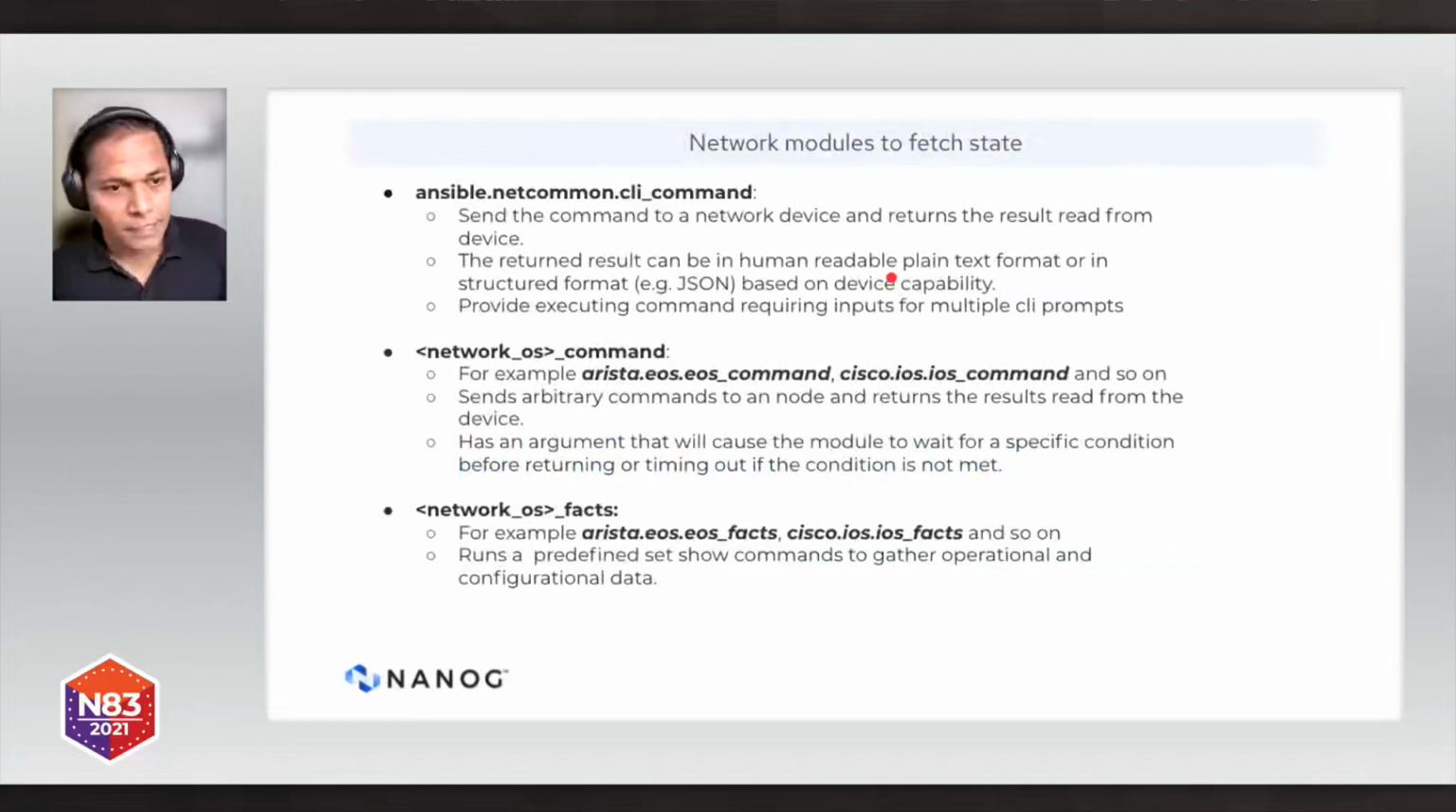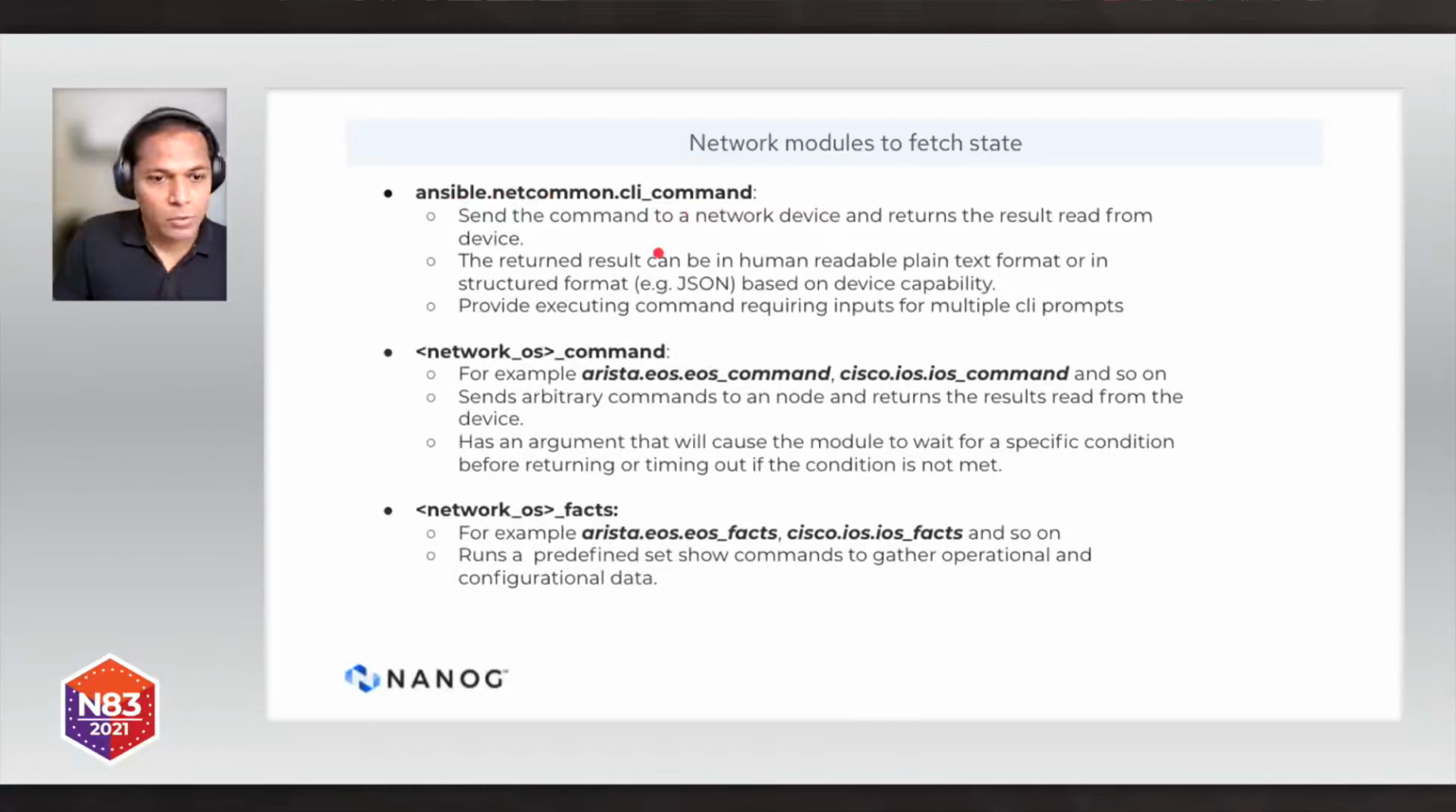So I talked about collections. Now we'll go one level deeper and talk about some of the plugins that are part of the collection. First is the CLI command module. The fully qualified collection naming convention is: Ansible is the namespace, NetCommon is the name of the collection, and CLI command is the name of the plugin.